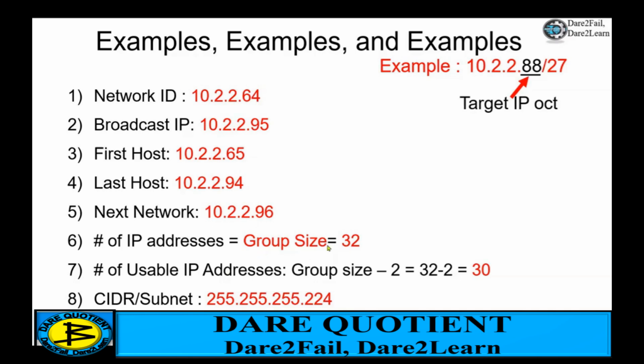You have a 32, the group size, which corresponds to the number of IP addresses. Now we know we take out 2 IP addresses, which are the network and the broadcast. So that leaves us with 30 usable addresses.